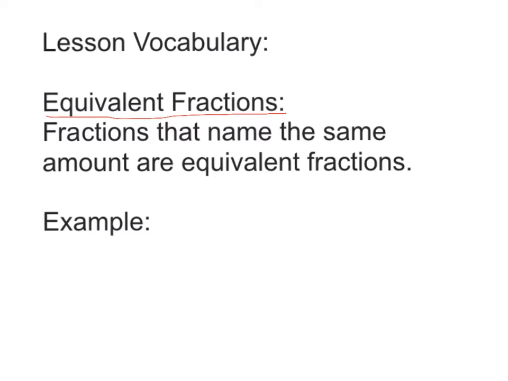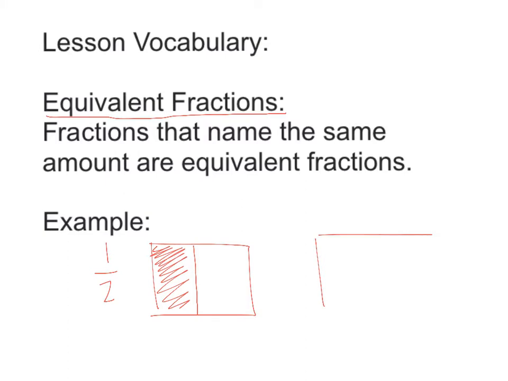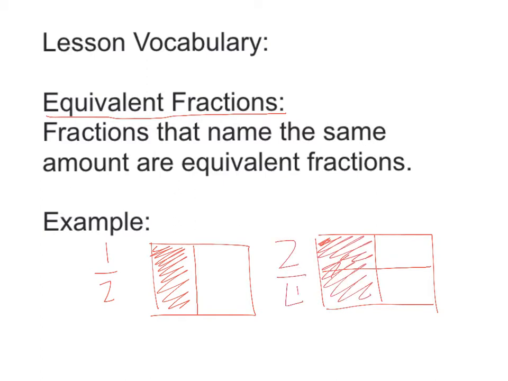For example, if I had this square and I cut it in half, I could describe this as 1/2. If I took the same shape, a square, and I cut this one in fourths, and I colored 2 of them, you can see that even though I have 2/4, it's covering the same amount. I call that an equivalent fraction. Please pause to write the lesson vocabulary and the example in your notebook.